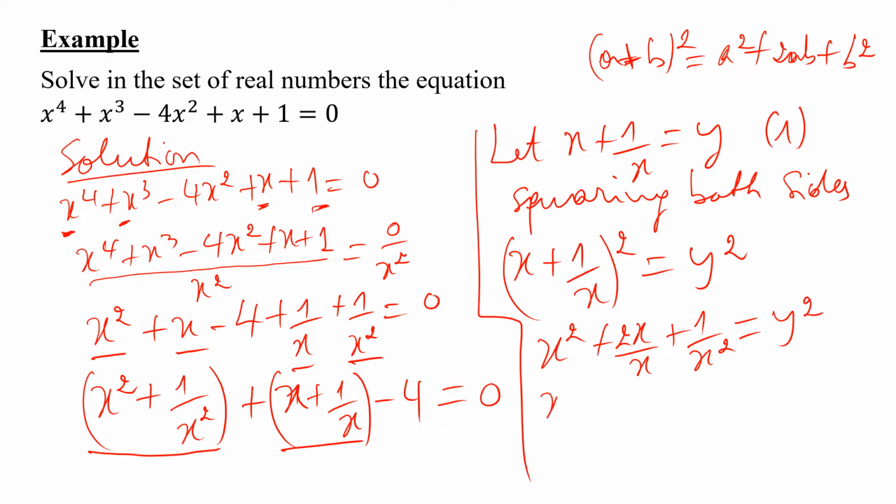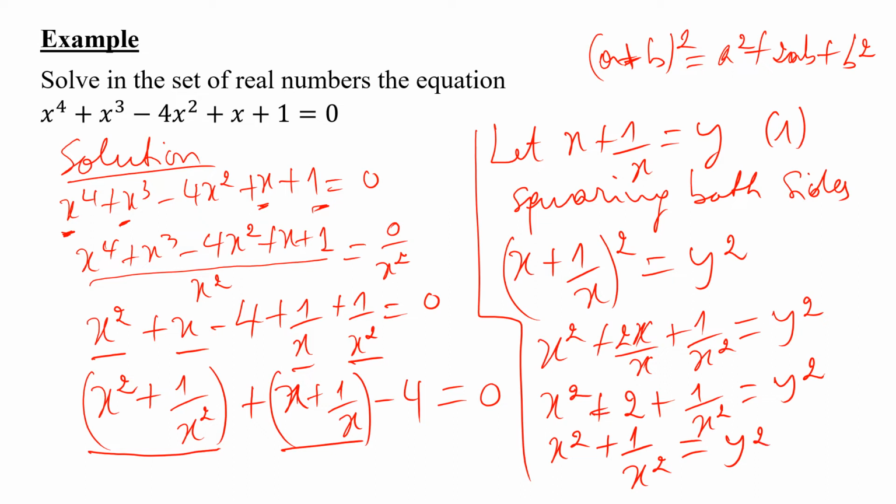Then we get x squared, x over x will simplify, then we get plus 2 plus 1 over x squared equals y squared. Then we get x squared plus 1 over x squared, which is equal to y squared minus 2. As you see now, we are able to get this expression here. Now let this one be equation number 2.